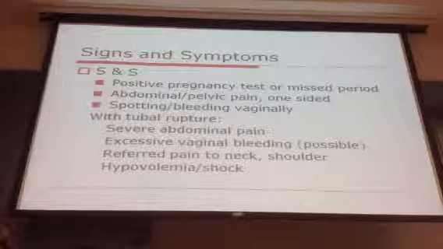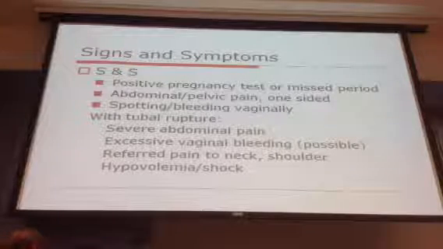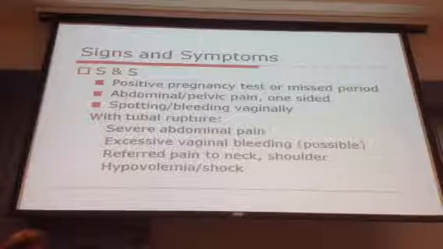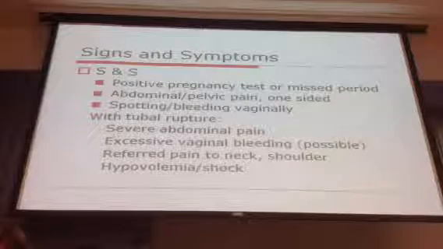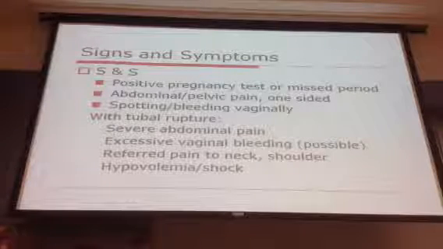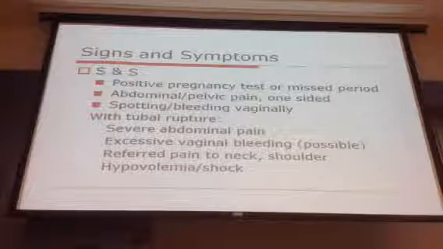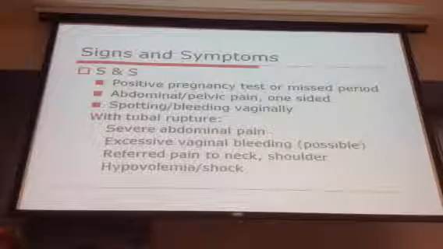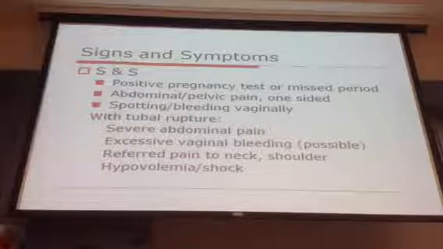So with tubal rupture, we see things like a great deal of vaginal bleeding potentially. We see severe abdominal pain. Now she's bleeding into her belly. We're going to see that referred pain to her neck and her shoulder that you often have when you have abdominal bleeding. Eventually she's going to lose volume. She's going to become hypovolemic. She's going to go into shock.